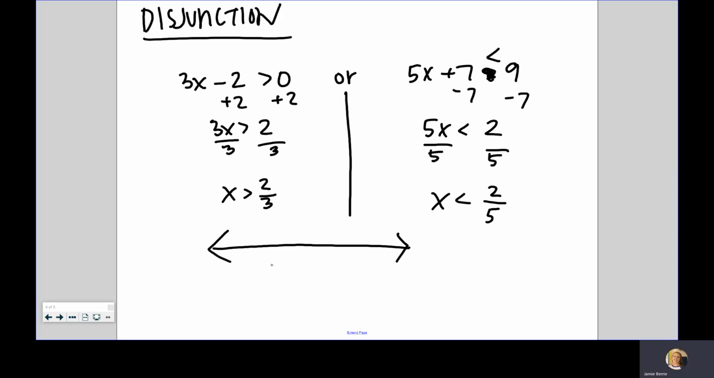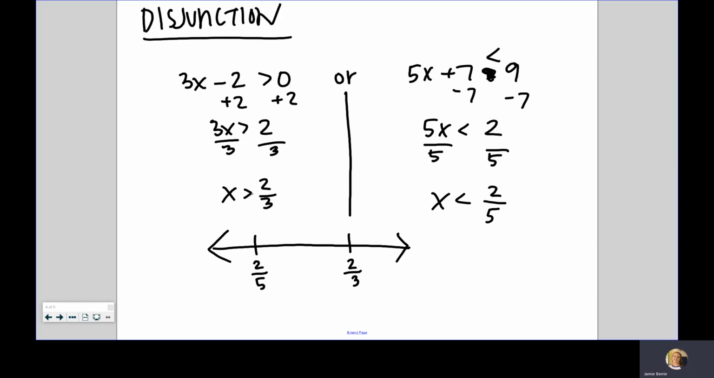You have to figure out which one's bigger, which one's smaller. 2/3 is definitely the bigger out of these two. If it helps you, you could convert them both to decimal form. So let's see, 2/3 as a decimal is 0.6666 repeating, so about 0.67. 2/5 as a decimal is 0.4. So 0.67 is bigger than 0.4. So go ahead and mark your numbers. We said 2/3 was bigger, so put that on the right. 2/5 is going to go on the left because it's smaller.